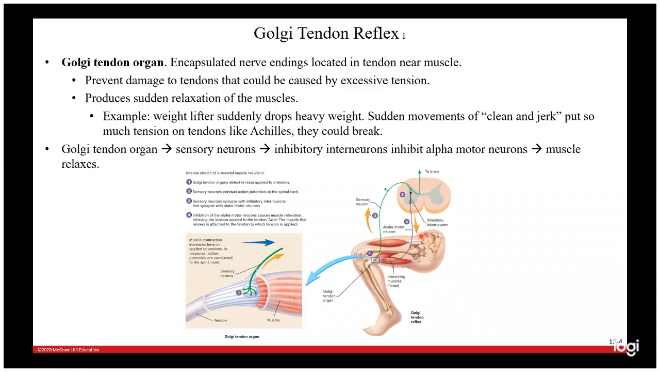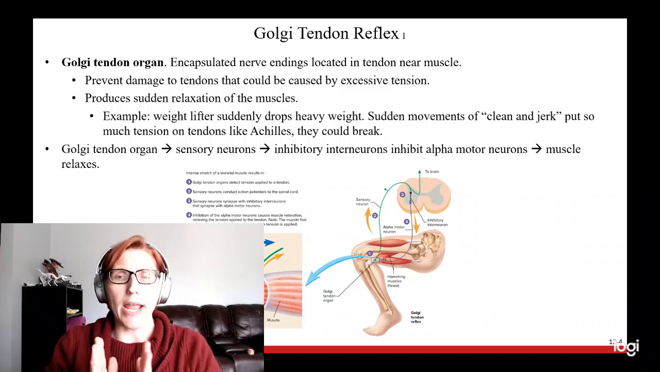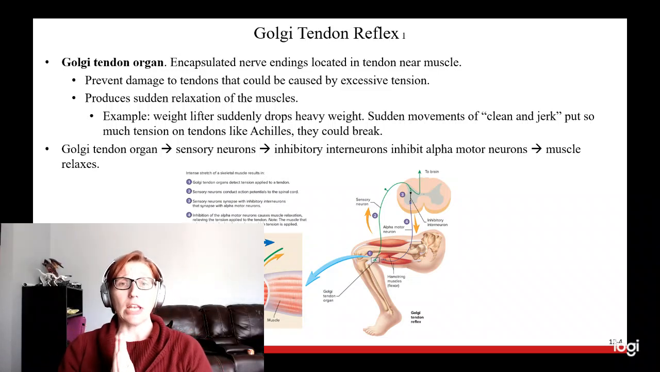So what this organ does is it causes a sudden relaxation of the muscle. The example that we have here is actually a pretty good one. I don't know if you all have had any time or any interest even in watching competitive lifting.